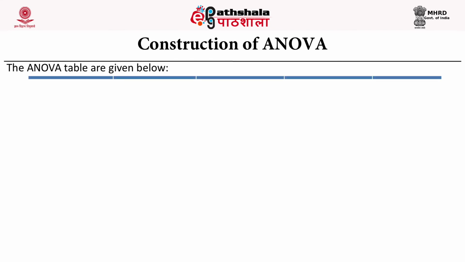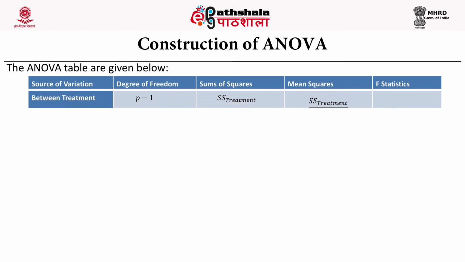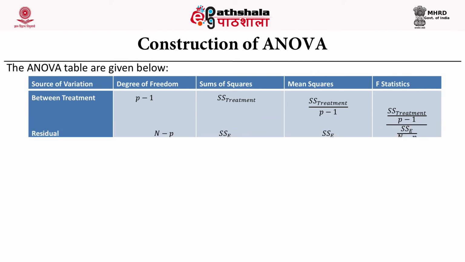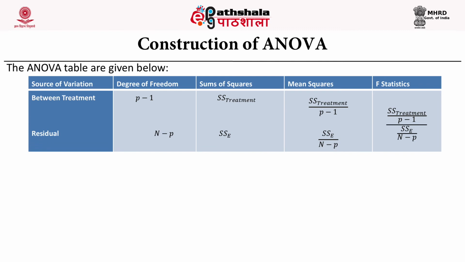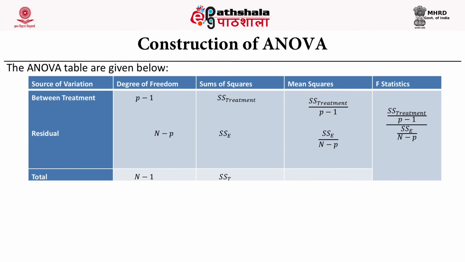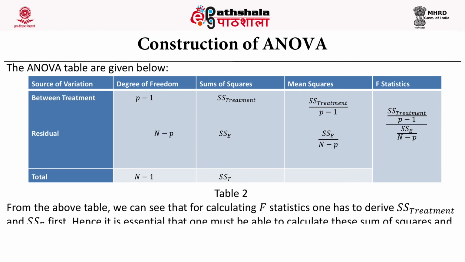From the ANOVA table, we can see that in the first column we have the source of variation: the first source of variation is between treatment, second is residual, and third one is total. In the second column we have the degrees of freedom corresponding to the source of variation, in the third column we have the sum of squares, in the fourth column we have the mean square, and then we have the F statistic. From the above table we can see that for calculating the F statistic one has to derive the sum of squares of treatment and the sum of squares of error first. Hence it is essential that one must be able to calculate these sums of squares and then calculate the F statistic.